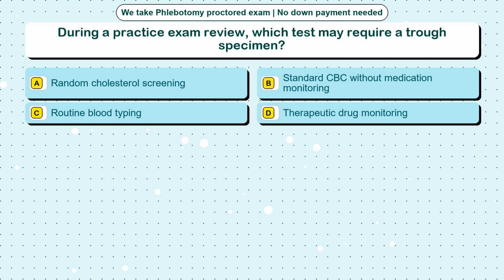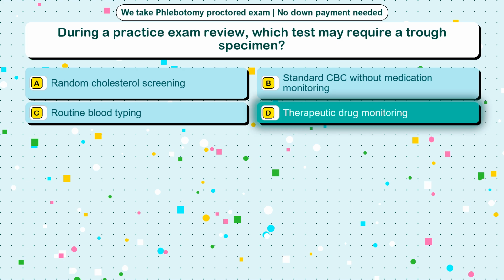During a practice exam review, which test may require a trough specimen? Option A. Random cholesterol screening. Option B. Standard CBC without medication monitoring. Option C. Routine blood typing. Option D. Therapeutic drug monitoring. The correct answer is option D.